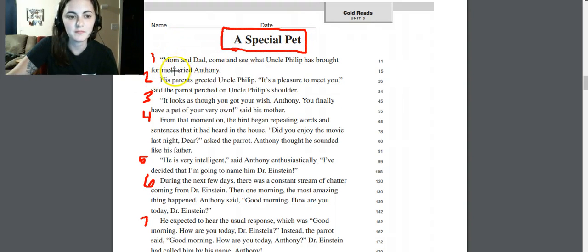So I hope you guys read it now. So now we're on paragraph 1. I'm going to read paragraphs 1 through 4.